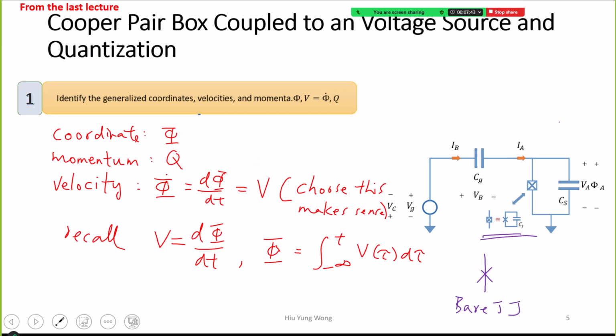Because remember, our system can have many degrees of freedom. So you have the corresponding coordinates for each element. Just like when you have a system of many particles, each particle has its own x, right? So you have x1, x2, x3, x4, x5. Okay?